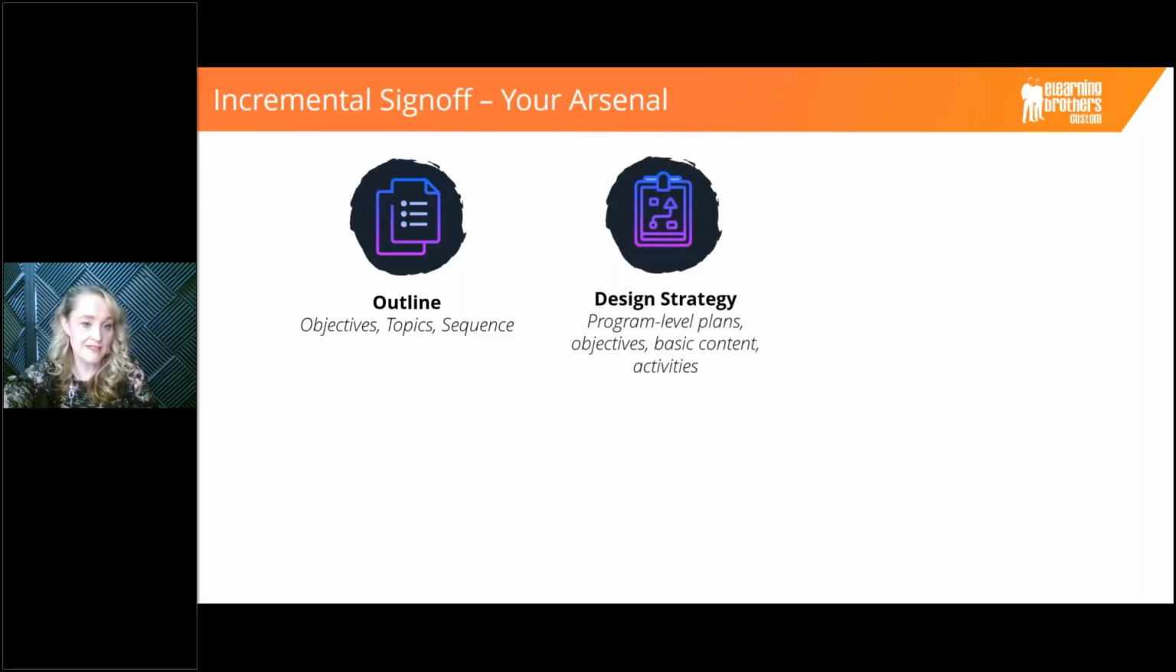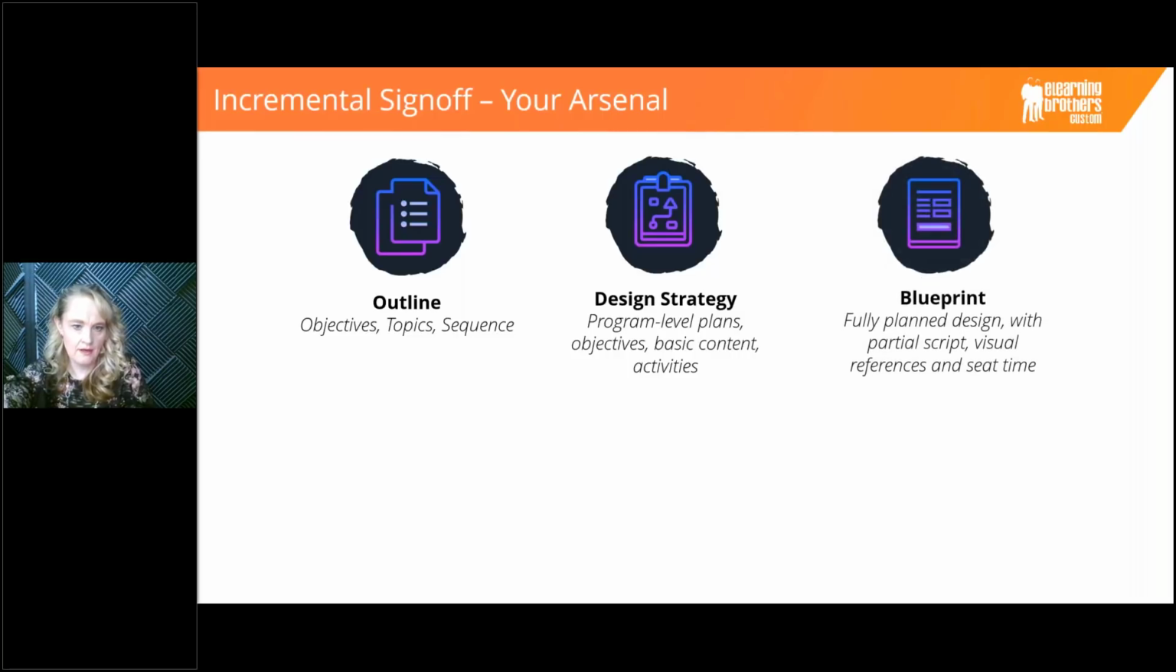The next option would be a design strategy, and that would be the program level plans, your objectives, your basic content, the types of activities that you might want to include. And we talked about design strategy in part 1 of this section. So if you're not really sure what a design strategy might look like, or ways to start incorporating one, take a look at part 1 of the elements of instructional design periodic table, where we give some great information on that. Okay, we also talked about the blueprint in that section as well. The blueprint is going to be one step further than a design strategy.